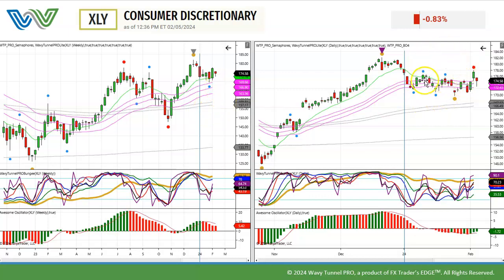On the right, we have the daily chart. And yes, we have the purple. It's called the semaphore up here. And the market has retraced into the wave, and it's trading sideways. If this is going to correct more, the next level will be this tunnel. Okay, so we're in a correction phase in consumer discretionary.